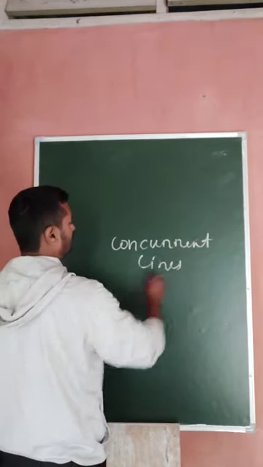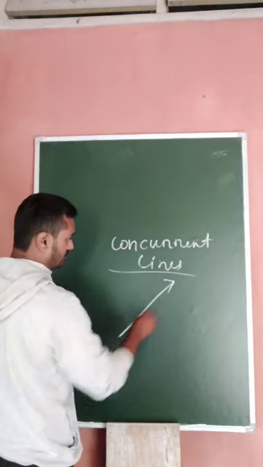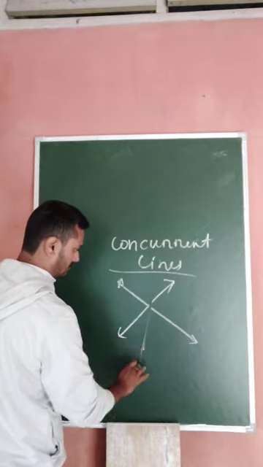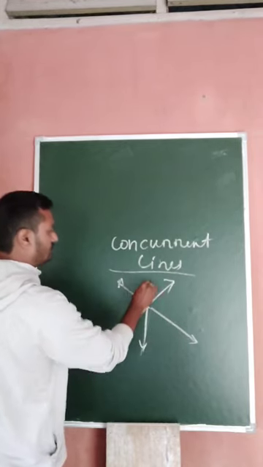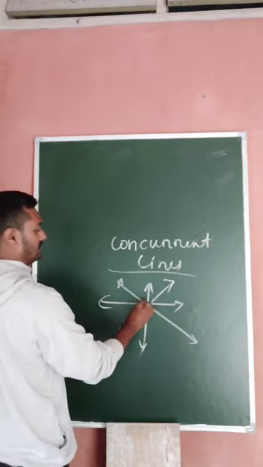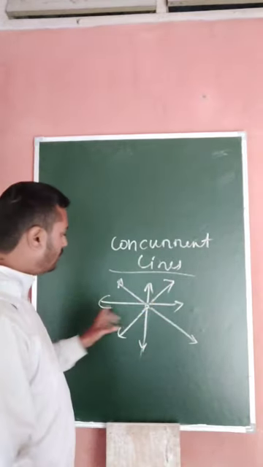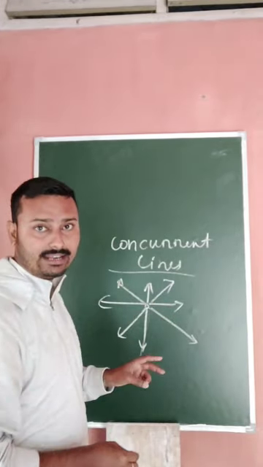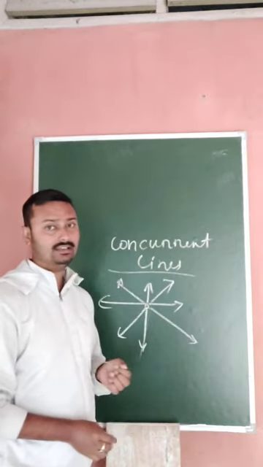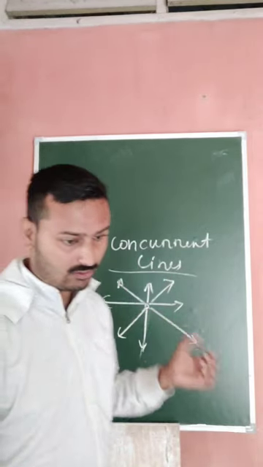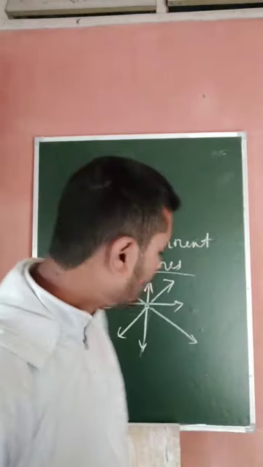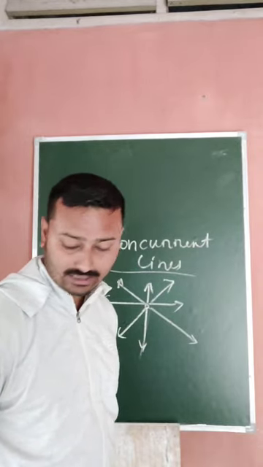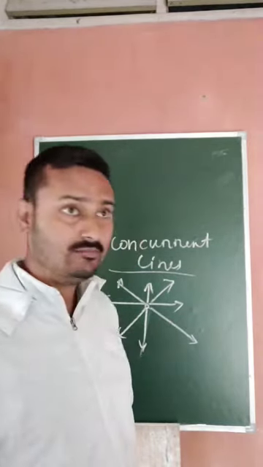Concurrent lines: 3 or more lines. Suppose this is one line, another line, and this is another line. Suppose this is the point of intersection. That means all the lines pass through the same point. Then they are known as concurrent lines, and that point is known as the point of concurrence. Clear? That means 3 or more lines passing through a common point are known as concurrent lines, and that point is known as the point of concurrence.